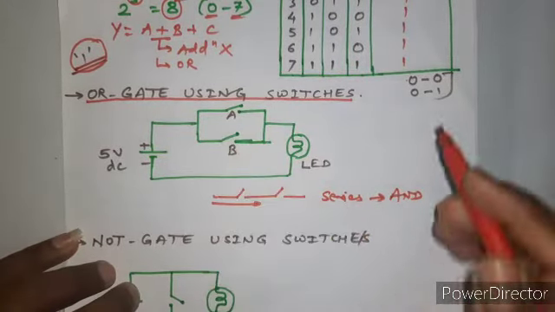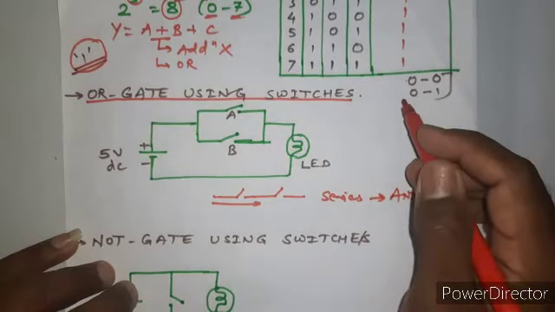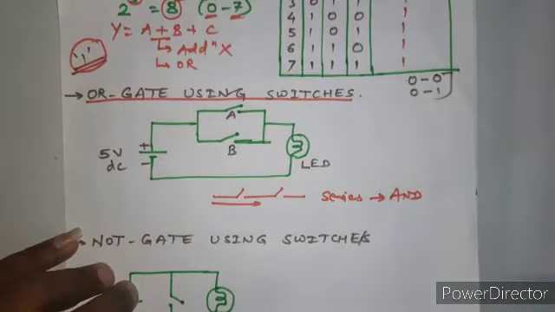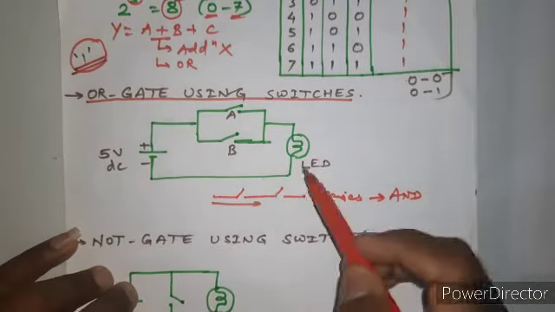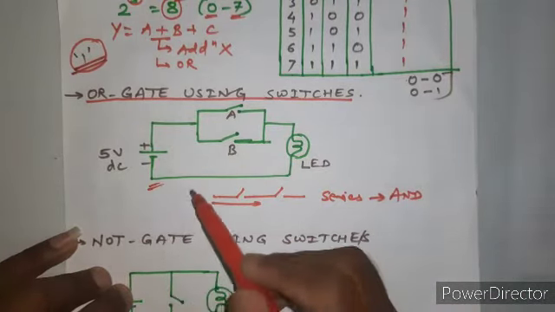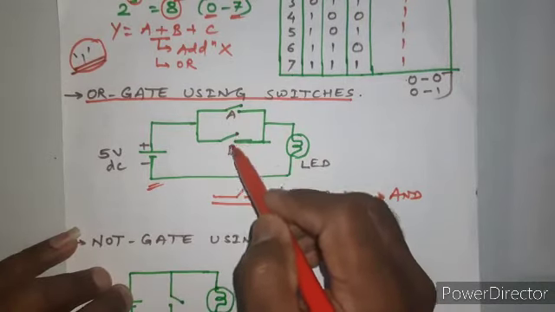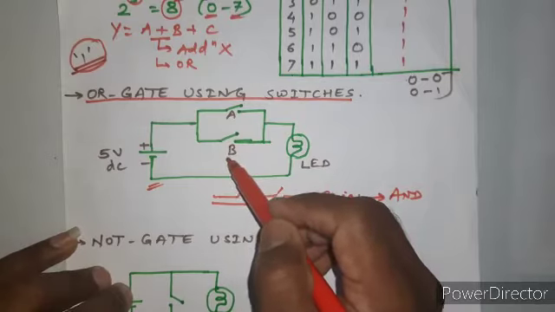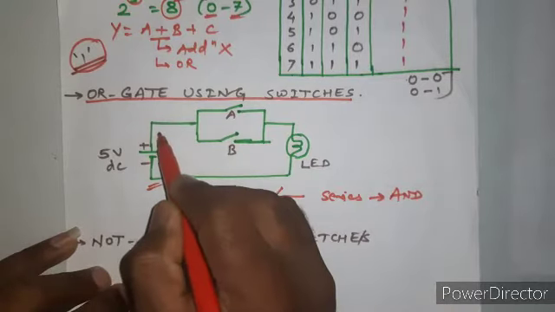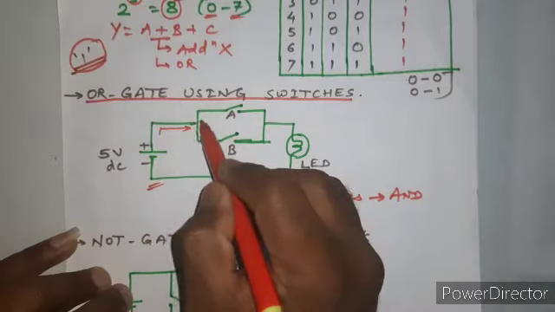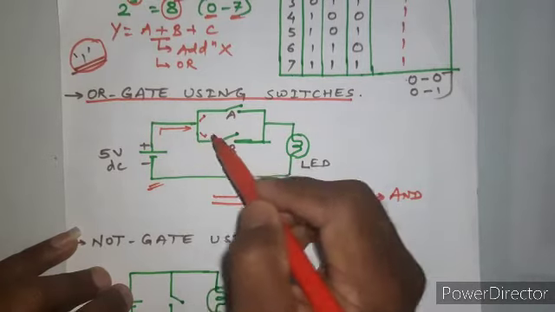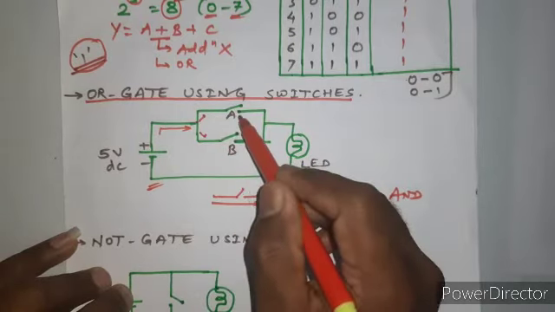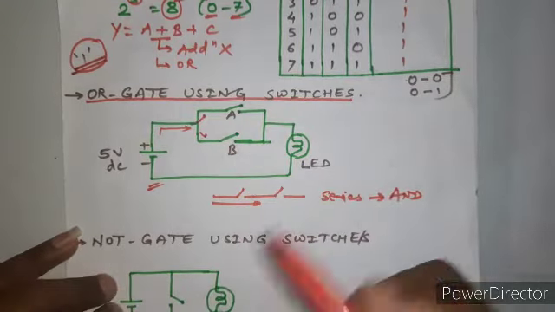But to construct a circuit that will perform the OR gate operation, the circuit arrangement is this way, where the switches are connected in parallel to each other. You can see if the current flows here, the current gets divided at this point. The point from which the current divides, there we can say they are in parallel.